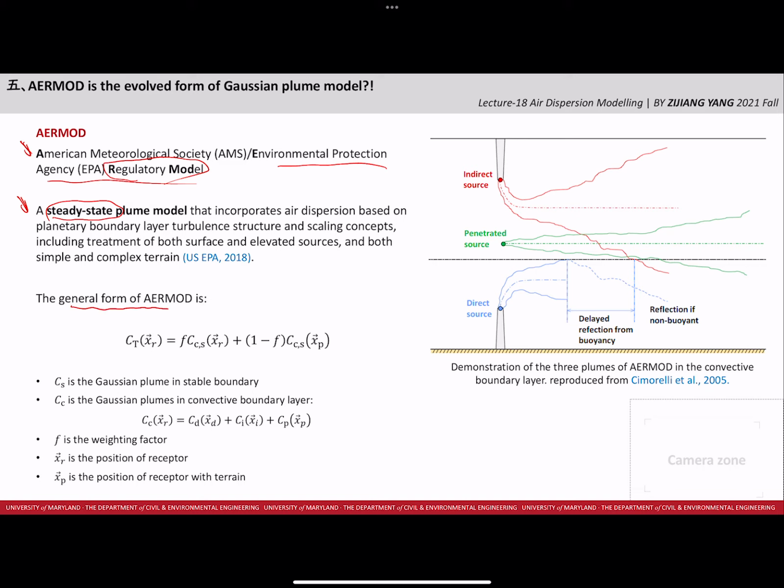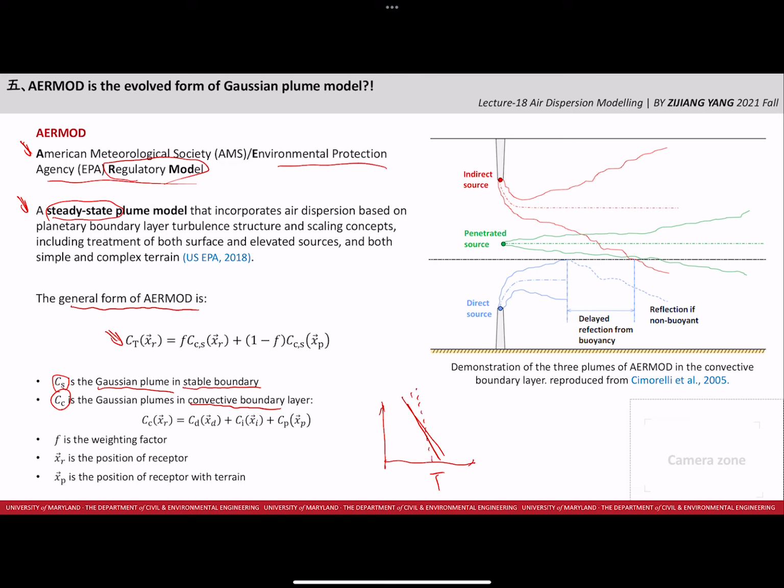And the general expression of AERMOD is something like this. And we have the F, which is a weighting factor, and we have CS and CC, which refer to the Gaussian plume. So we are already familiar with the Gaussian plume. So it refers to the Gaussian plume in the stable boundary layer and the Gaussian plume in the convective boundary layer. For the stable boundary and the convective boundary, it is similar to what we have talked about in the previous lecture.